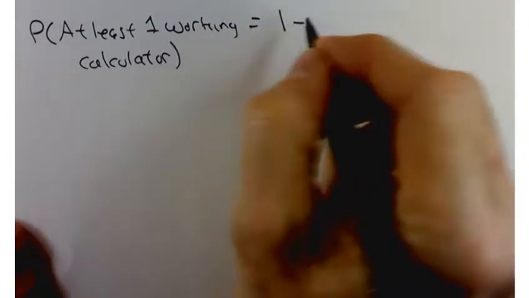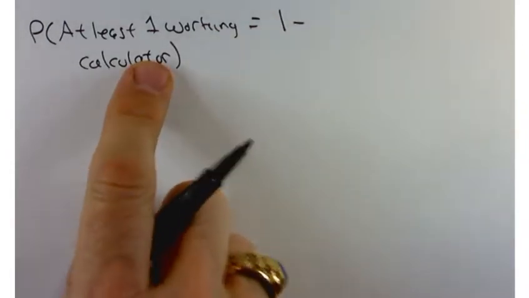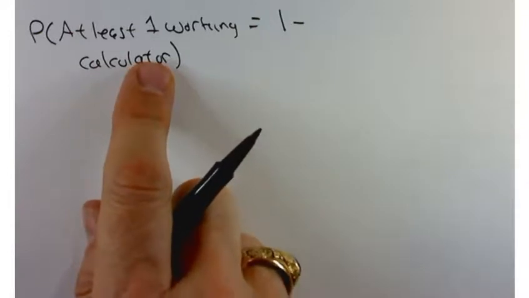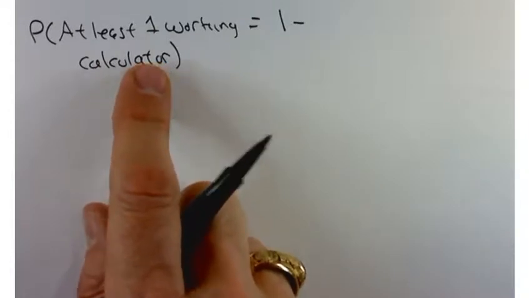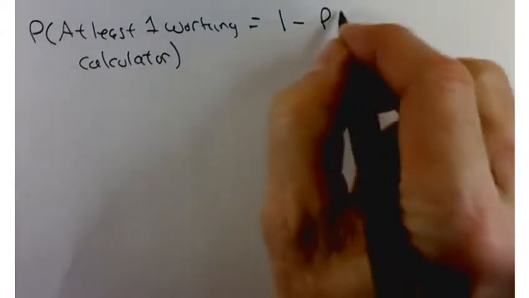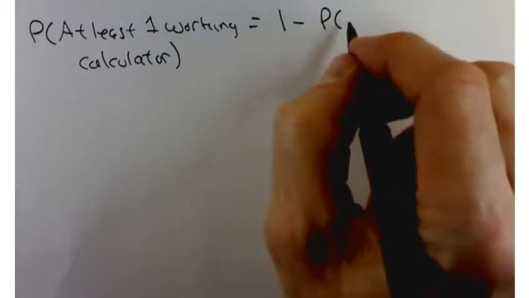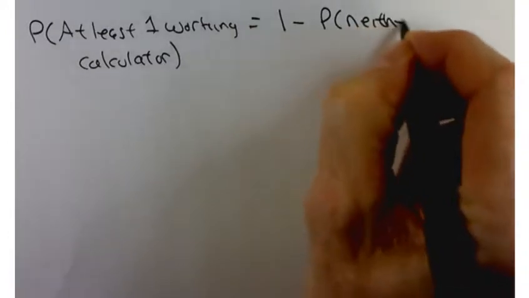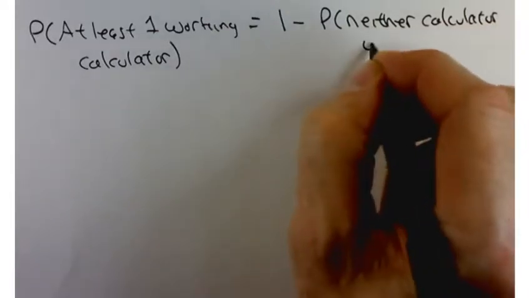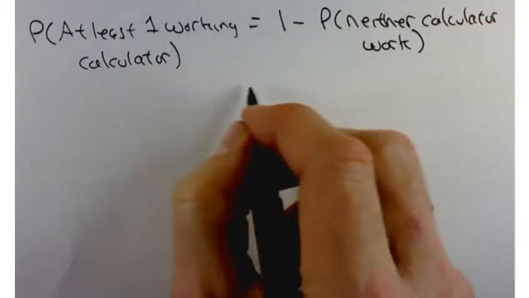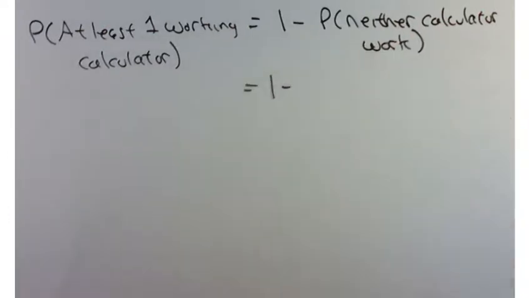What's the complement of this event, the probability that at least one calculator works? What would be the opposite of the event? None work. Yeah, none work. So what's the probability? One minus the probability that neither calculator works. And that's something we can calculate pretty easily. Probability that neither calculator works.